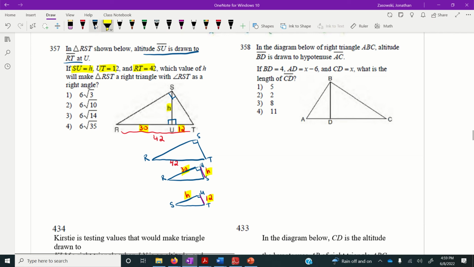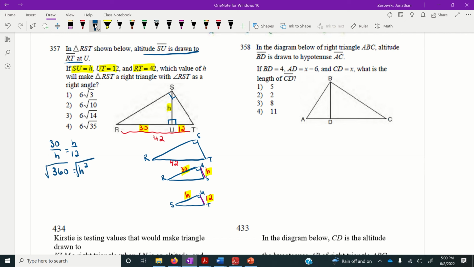And now we can make a proportion, okay? So we can go from big to small. We can go from left to right. But either way, we're going to do 30 over H, and that means H over 12. And then we just cross multiply and solve. So 12 times 30 is 360, which is equal to H squared. And then all we're going to do now is take the square root.